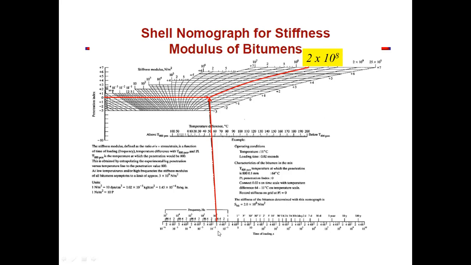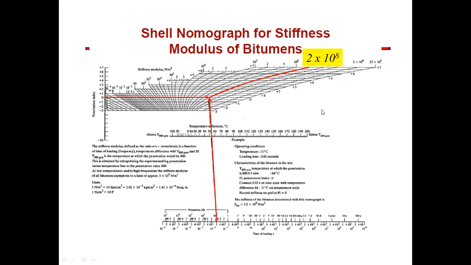Look again, we have a frequency or time of loading that is given to you. We join it with the temperature difference and extend the line upward towards this graph. From the given data, we also calculated the penetration index, and we just have to make a perpendicular from this calculated penetration, and we will meet at this point. Whatever point we meet, we go parallel to this line to get the value of the stiffness modulus of bitumen.